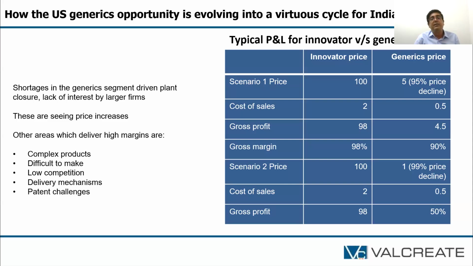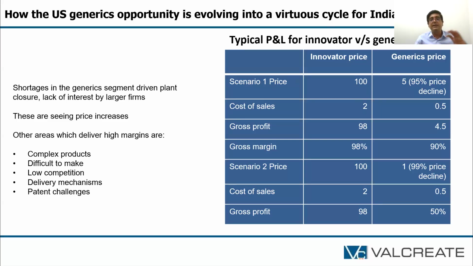That's the benefit of launching generics in the US. Indian companies are so low in terms of cost of sales and manufacturing costs that even if the price declines by 95%, they are able to make a 90% margin. A similar thing: in a scenario of 99% price decline, a company can still make 50% margin. So if an innovator is selling a product in the US and it goes off patent and the price declines 99%, an Indian company launching a generic is able to make 50% gross margins.